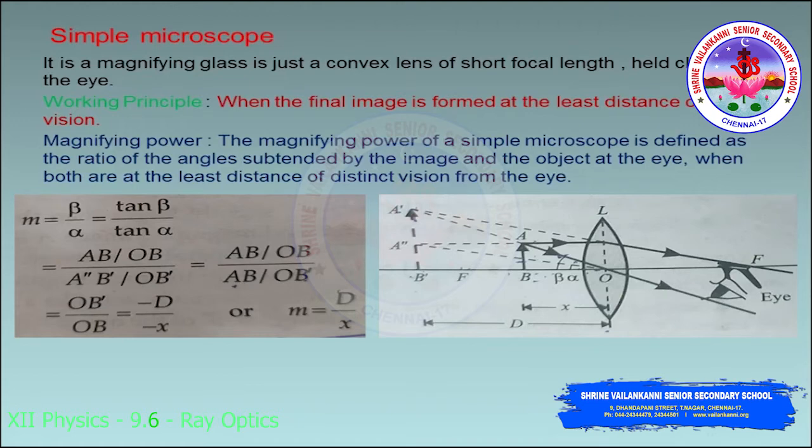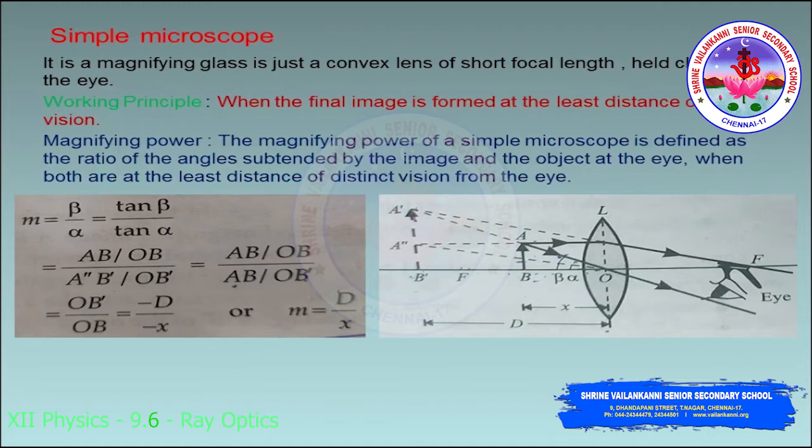Yes. So that is equal to OB dash divided by OB, which is equal to, applying the sign convention, minus D by minus X. Or we can say the magnifying power M is equal to D by X. F may be the focal length of the lens, as the image is formed at the least distance of distinct vision, so that V is equal to, we have to take, minus D.